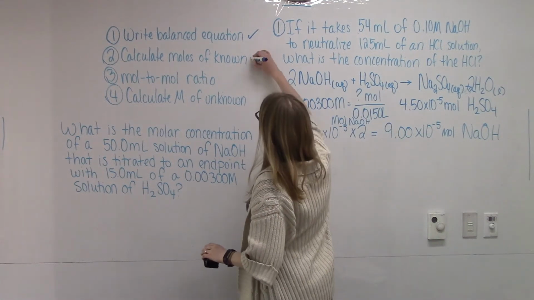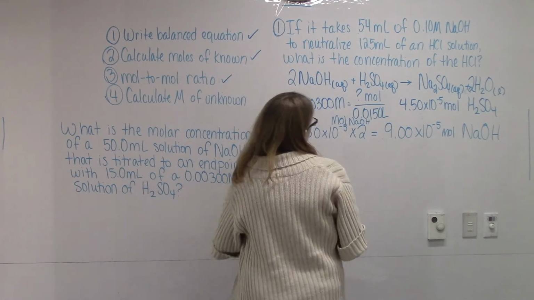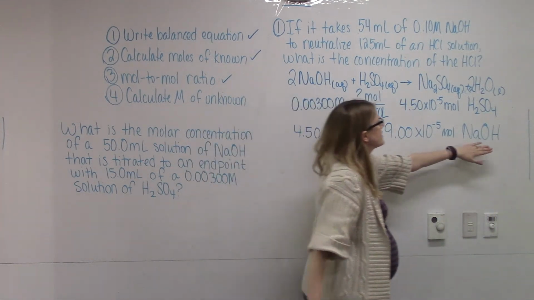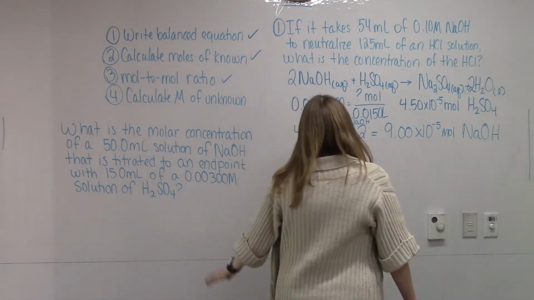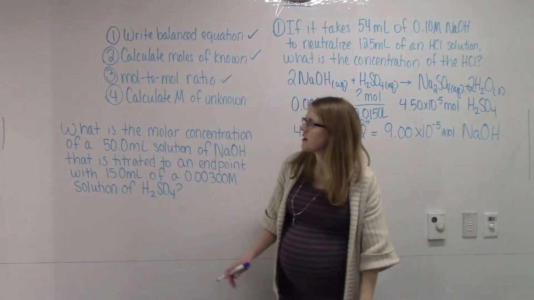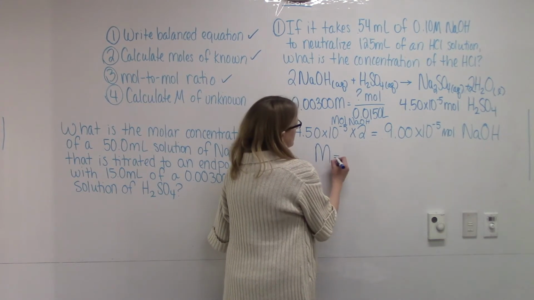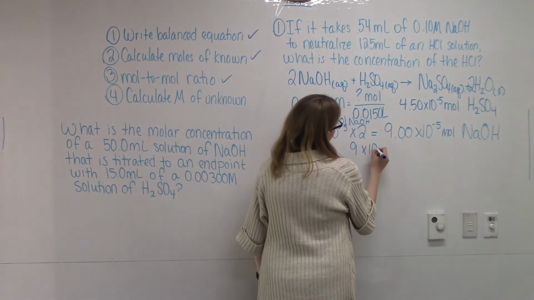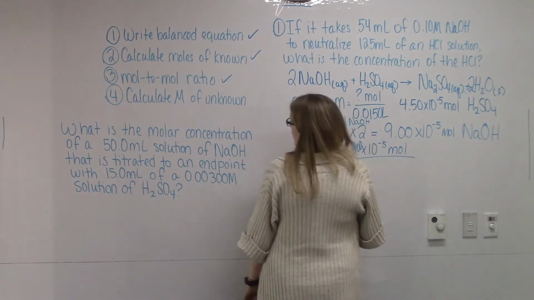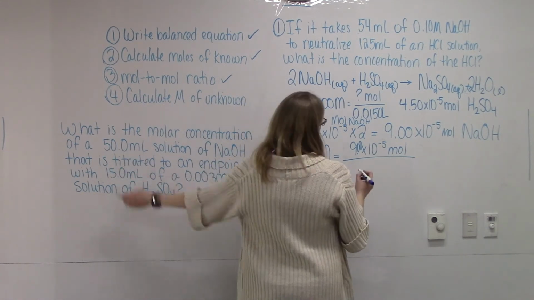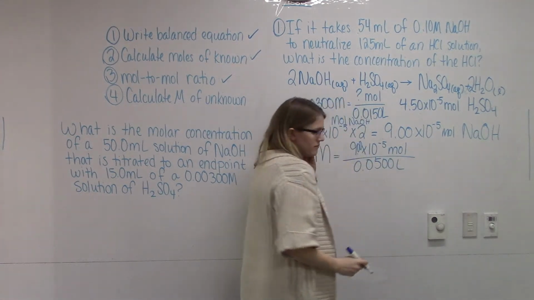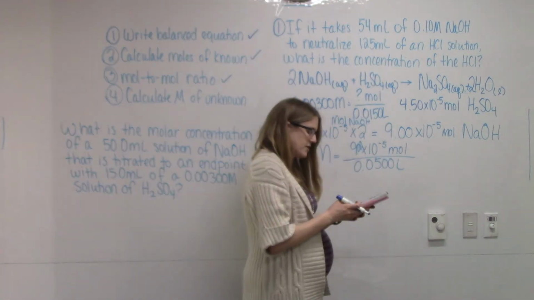Okay, so now we've calculated our moles of known, and we've done our mole to mole ratio. Okay. Last thing we have to do is calculate the molarity of our unknown. Our unknown is NaOH, our known is H2SO4. So let's calculate our molarity of this. Now we have our moles, and we have our liters over here, this is 50 mL. So to calculate our molarity, it's going to be that 9 times 10 to negative fifth moles, and this does have 2 sig figs, divided by 0.0500 liters.